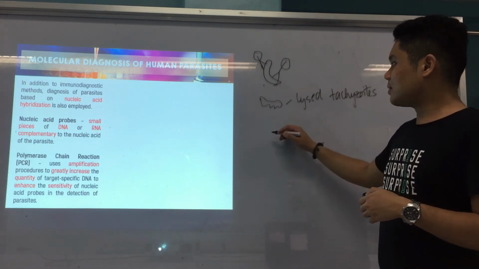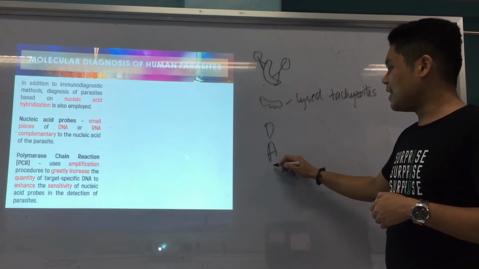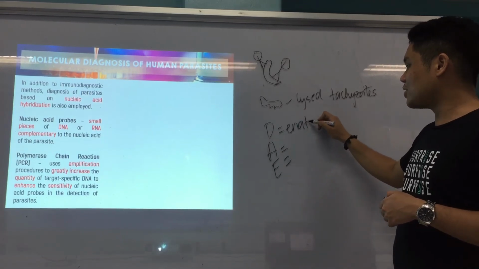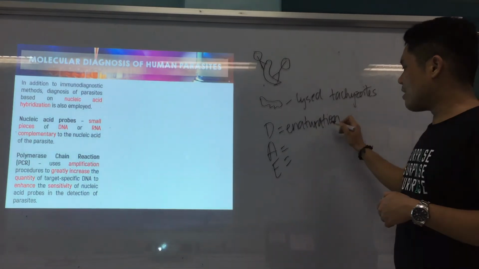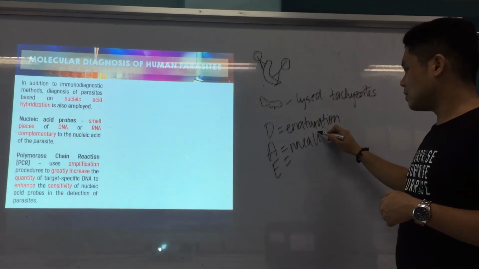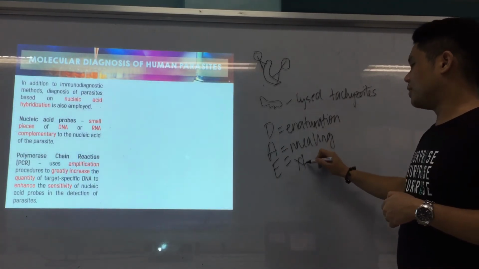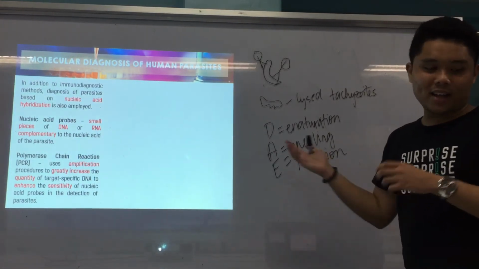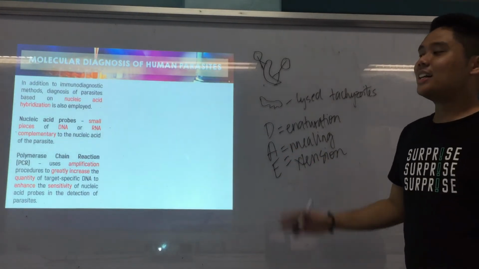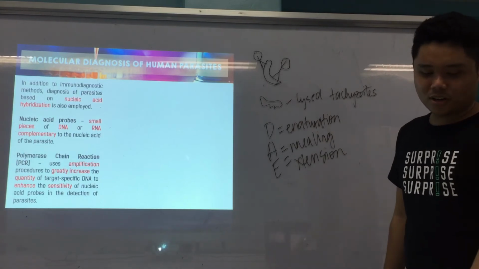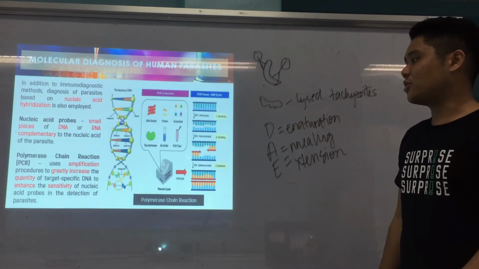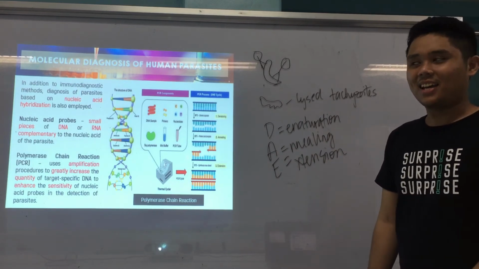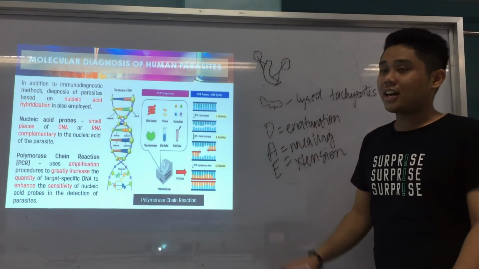And we have three stages. My mnemonic is "dye," like how you call your friend. It starts with denaturation, then annealing, and lastly extension. Dye, like how you call your friends: denaturation, annealing, and extension. Those are the stages of PCR. So denaturation, annealing, and extension. DAE, dye. So that's for molecular diagnosis.